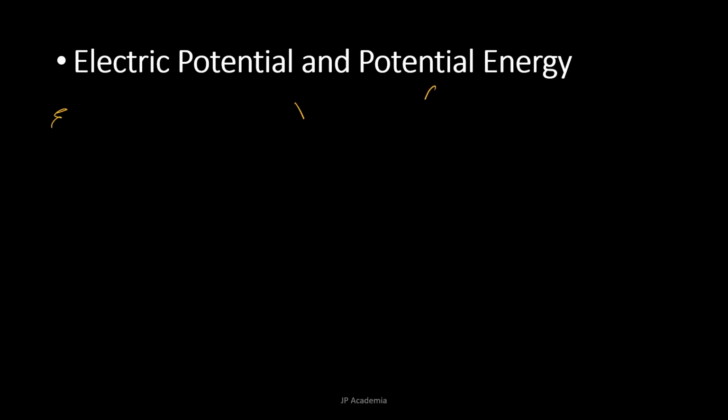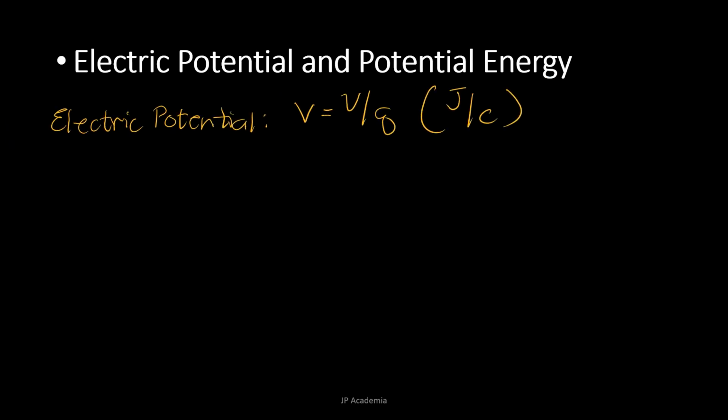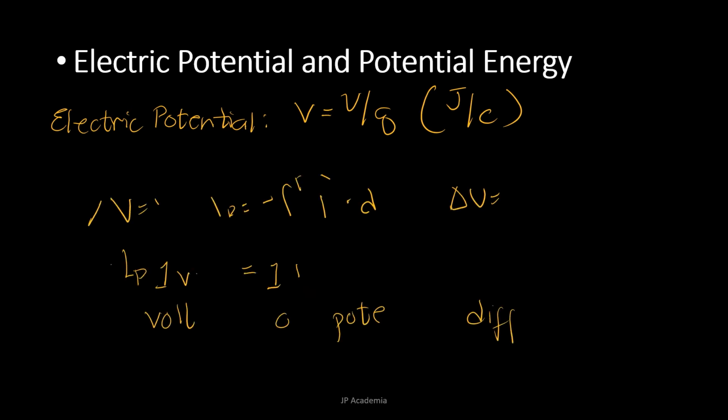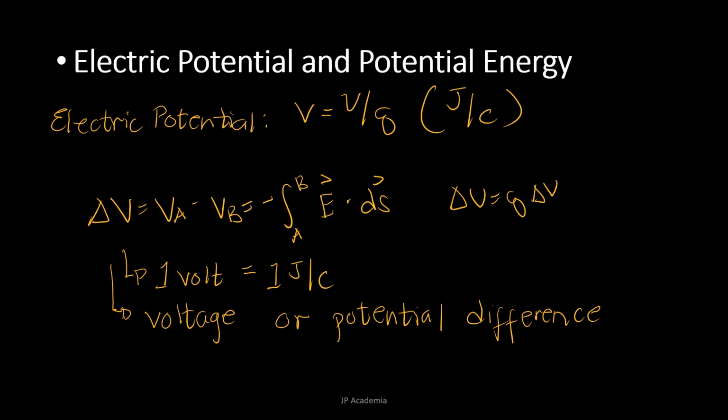We can now define the electric potential V, which is equal to the electric potential energy U over charge Q. And therefore, we have this unit for our electric potential: joules per coulomb, or J over C. The change in electric potential between two points, let's say point A and B, is expressed as follows. So we have delta V is equal to V sub A minus V sub B, or the electric potential at point A and then point B, and this is equal to the negative integral of your electric field E dot ds, or displacement.